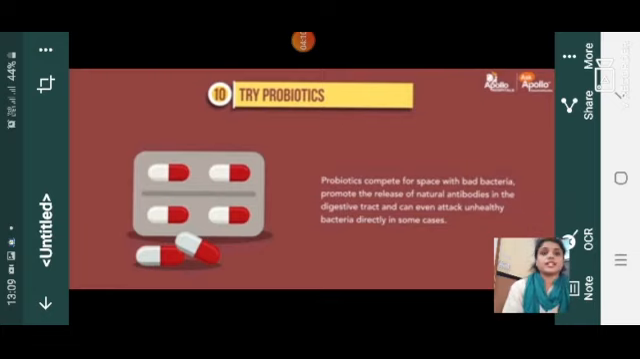Okay, so all these are tips for your healthy digestive system. So you should follow all the instructions, all good habits.